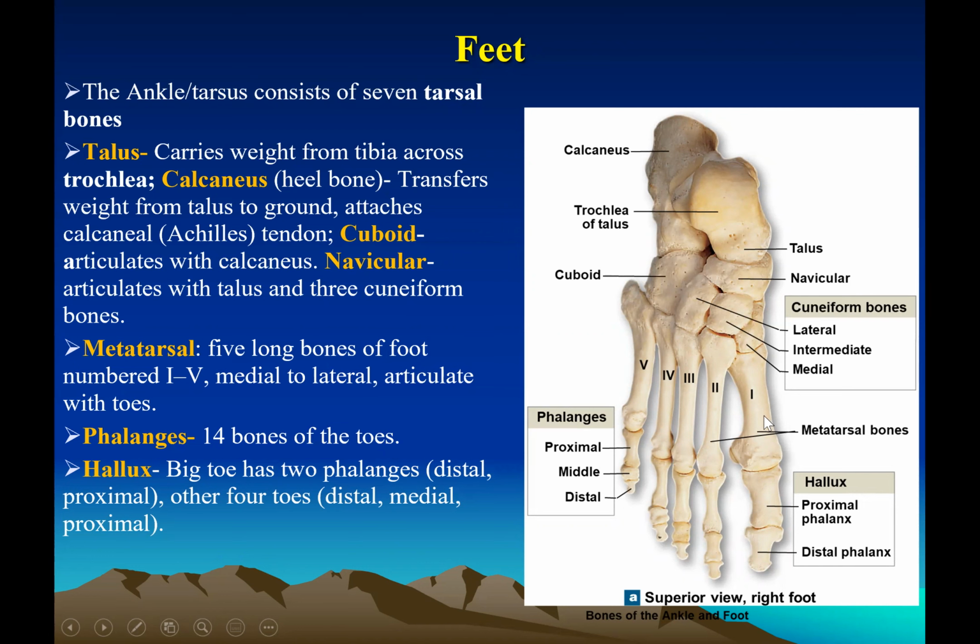The metatarsals, they are the 5 long bones of your feet. Your big toe is number 1. 2, 3, 4, and 5, medial to lateral. Phalanges, there are 14 bones. Your big toe is called the hallux. It has only two segments, the proximal and the distal phalanx, whereas all the other toes will have three, proximal, middle, and distal.